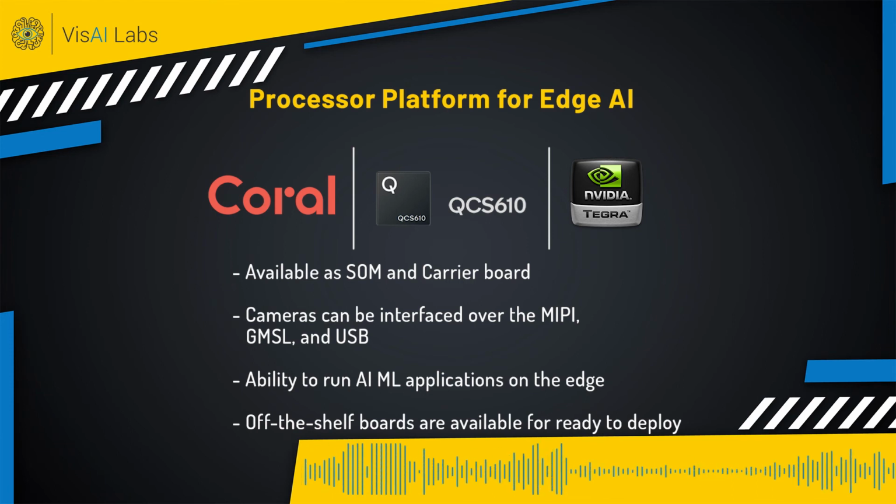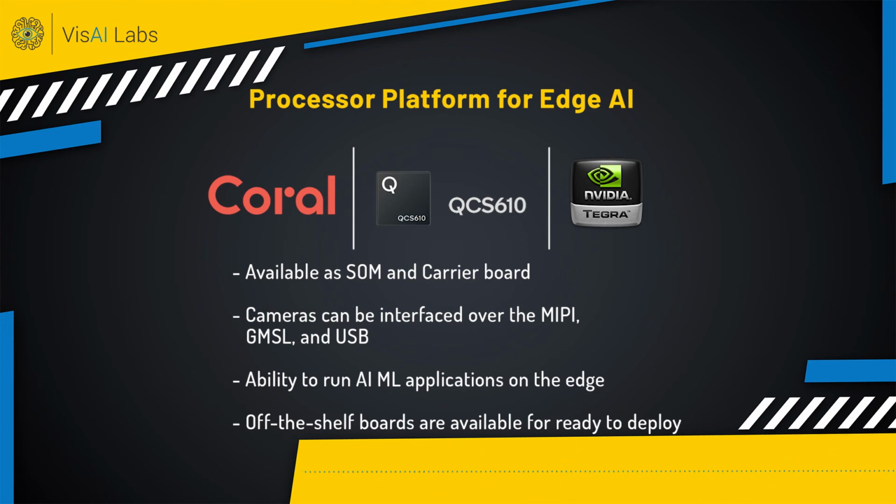Also has an option to connect multiple cameras. So if you are looking for interfacing multiple cameras, probably the Qualcomm and the Nvidia are the most preferable ones, because Nvidia Jetson processors can have up to 6 cameras, and the 6 cameras can stream Full HD 30 frames per second. Qualcomm also can support multiple cameras. So if your application is going to have multiple cameras, you might need to consider a Qualcomm or Nvidia processor.